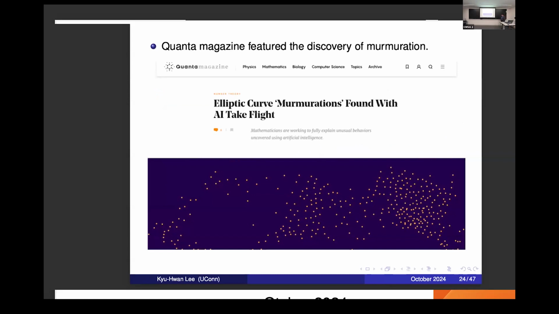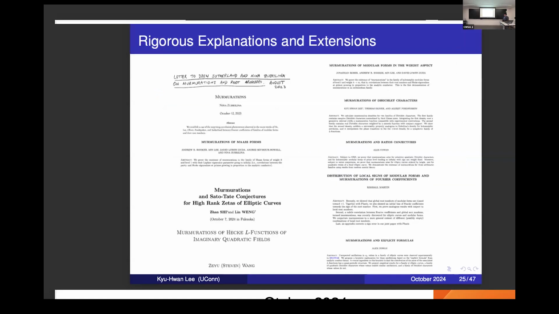Then they studied murmurations, and people wanted to have some rigorous explanations. So Peter Sarnak at Princeton and IAS wrote notes on murmurations. Then his student, Nina Zubrilina, proved the case of modular forms. She proved the murmuration phenomenon, and then she derived the formula for the murmuration function. And then there have been about 10 papers in just about a year on murmurations.